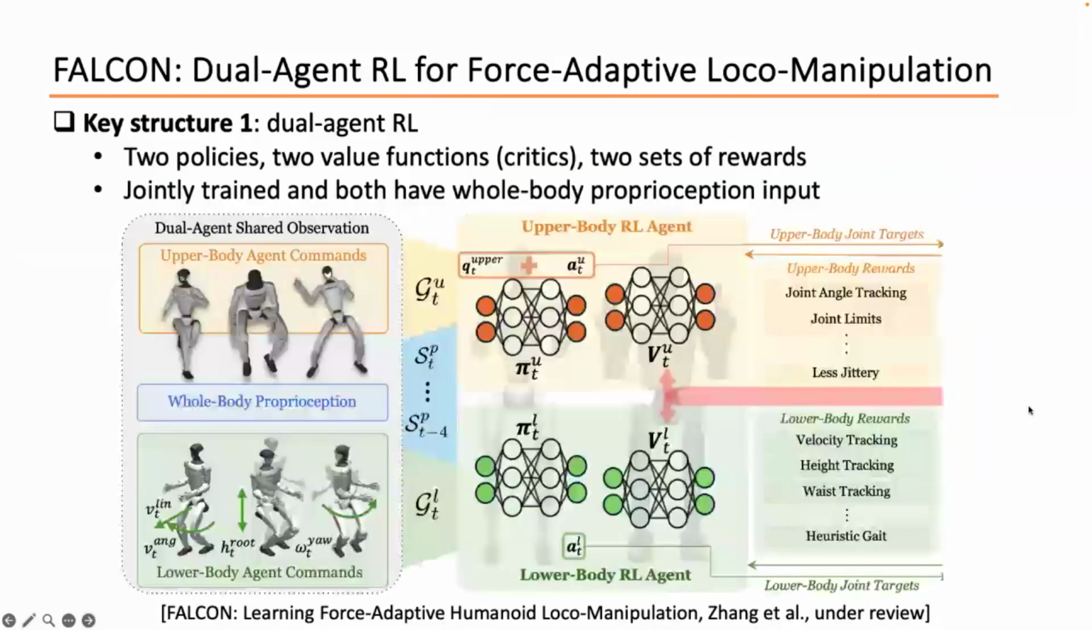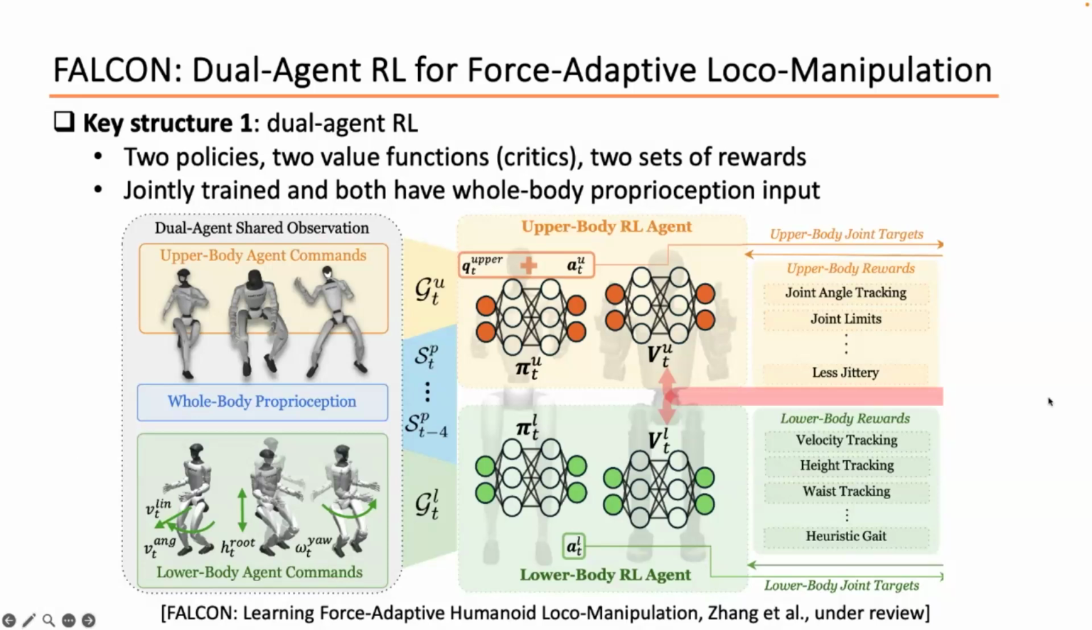Okay, so what is the structure here? The key structure here is a dual agent RL framework. We found the humanoid upper and lower body have very different dynamics and very different objectives. So we designed this framework, which has two policies, two value functions, and two sets of rewards. We have an upper body agent and a lower body agent.